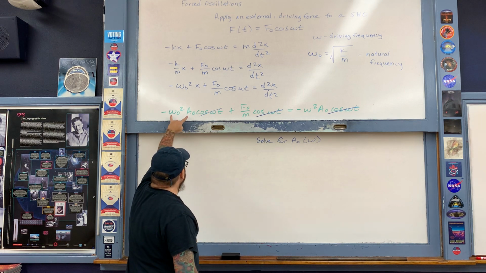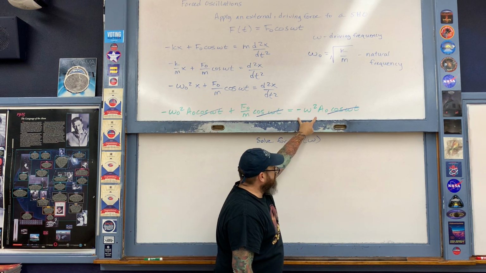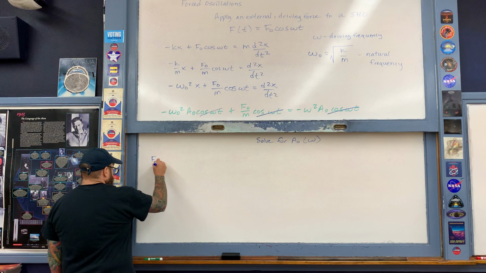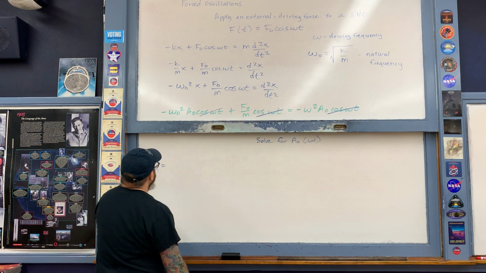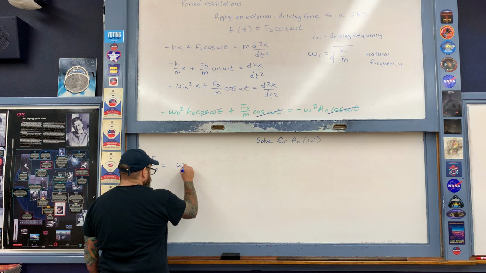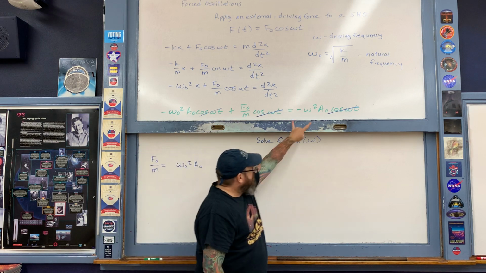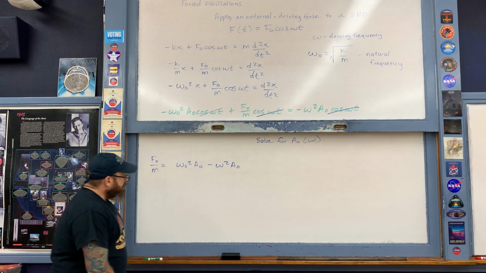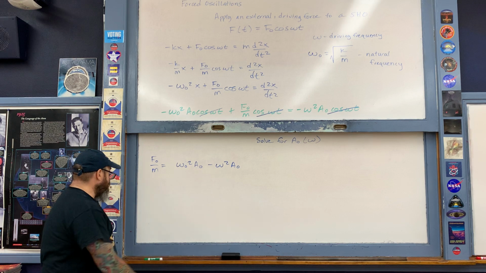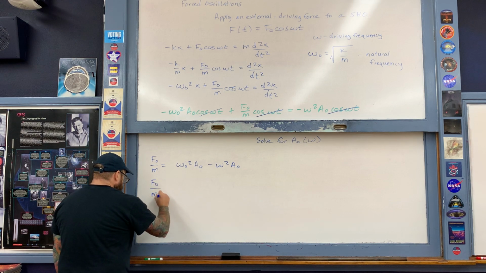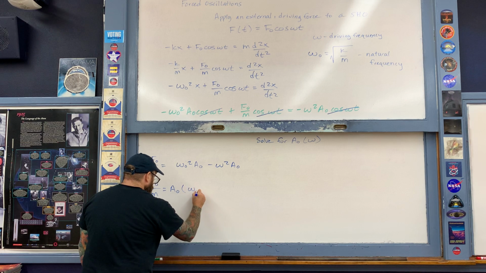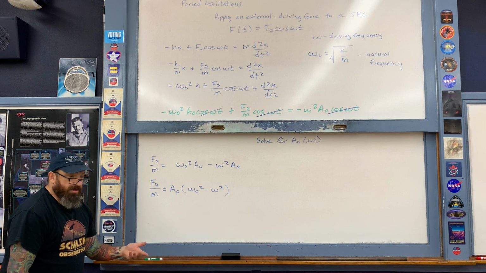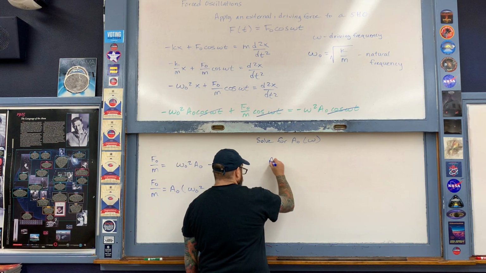In order to do so, I'm going to take this term here and move it to the other side such that it becomes positive. So now here on the left, I've got F naught over m. And now here on the right-hand side is this term which becomes positive, like so. And then this negative term here, like so. Let's go ahead and factor out an A naught from each term here on the right, like so, and then divide the parentheses to the denominator on the other side. That is, like so.